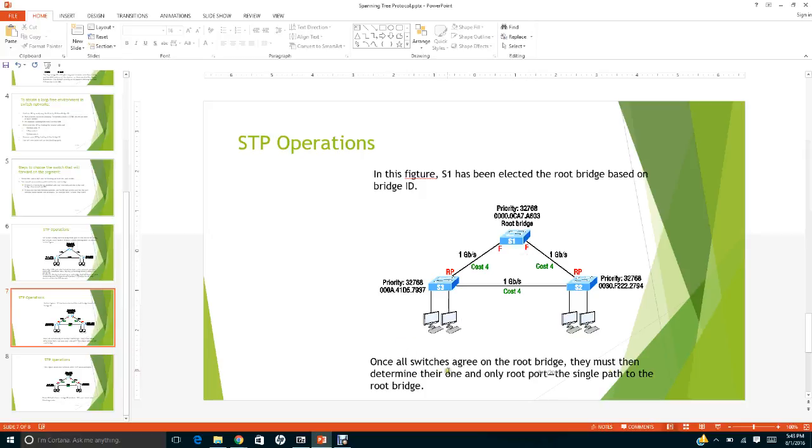Once all the switches agree on the root bridge, they must then determine the one and only root port, that is, the single path to the root bridge. Since this is the lowest cost, cost 4 and cost 4, this is going to be the root port. You see that this will be the root port and the root port. All right, let's go to the next one.